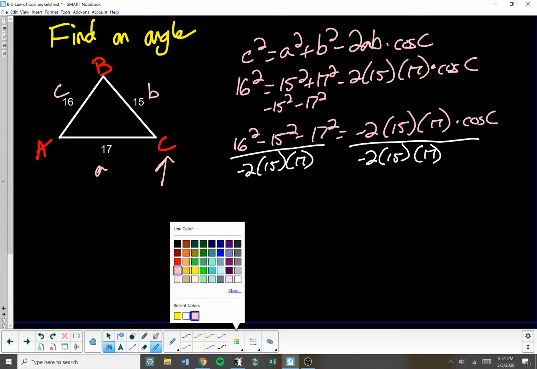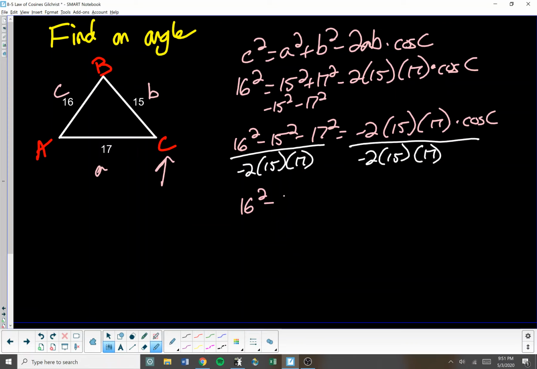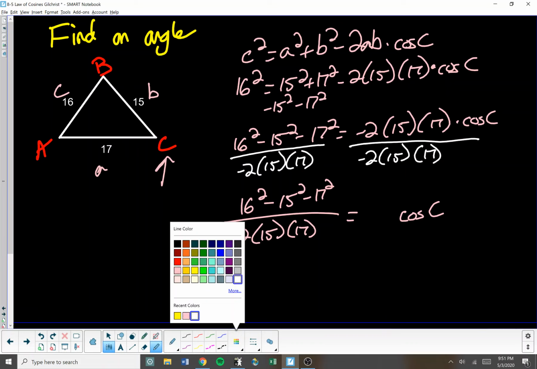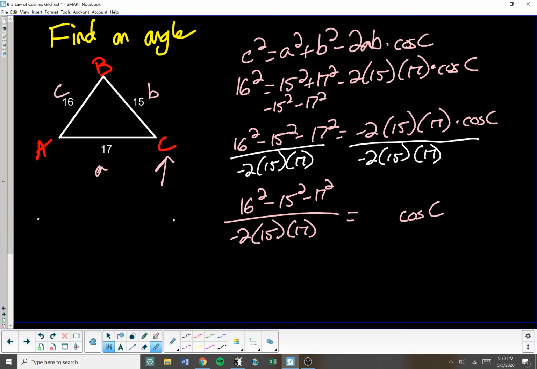And that gives me 16 squared minus 15 squared minus 17 squared, divided by -2 times 15 times 17, and that all equals the cosine of angle C. Okay, last thing. I'm going to move that cosine C over. We need to find C. Not cosine C, but C. So I'm going to take an inverse cosine of both sides. Do the cosine inverse of this and the cosine inverse of this.